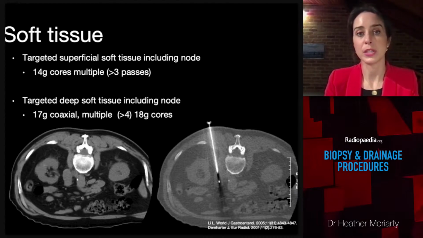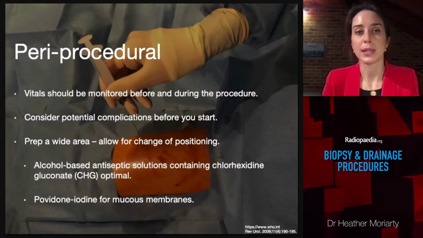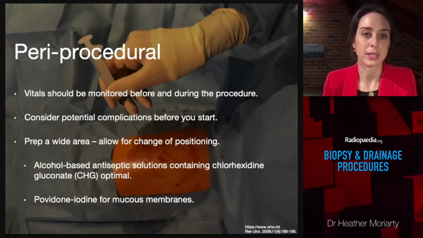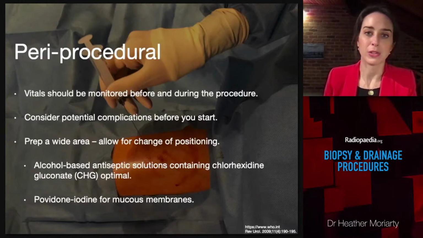For deeper soft tissue, again, I use a coaxial needle, generally 17-gauge, and take a number of 18-gauge core biopsies. Vitals should be monitored before and during the procedure, particularly in moderate and high-risk procedures. Consider the potential complications before you start. If pneumothorax is a potential complication, then have a drain set in the room before you start. Peripheral venous access is always something to think about.